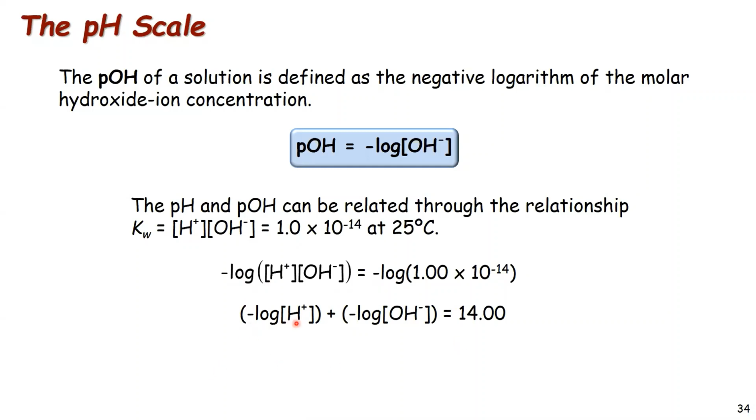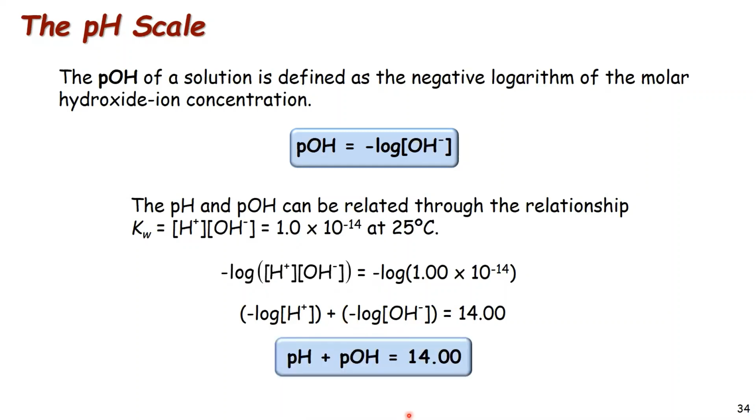Well, of course, the negative log of the H plus is the pH, and the negative log of OH is pOH. So therefore, at 25 degrees Celsius, the pH plus the pOH is simply equal to 14. Now keep in mind, this number really is 1.01 at 25 degrees Celsius, but we're not going to get that picky.